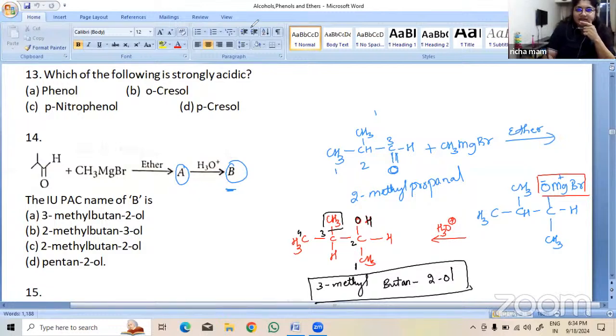So which is the answer? I have got three answers. Lubna has answered it as A. Shivaruni has answered it as A. Yes, so A is the correct answer: 3-methylbutan-2-ol is the answer. I hope it is clear.